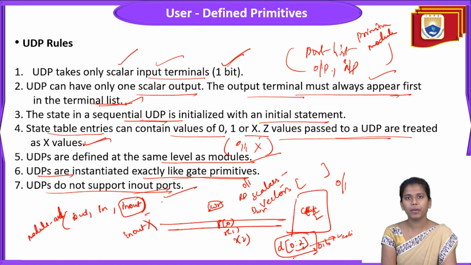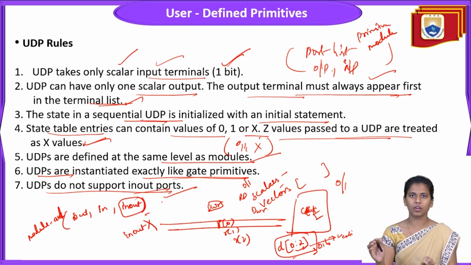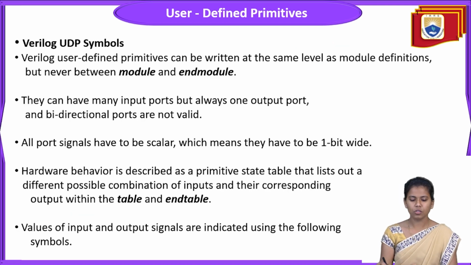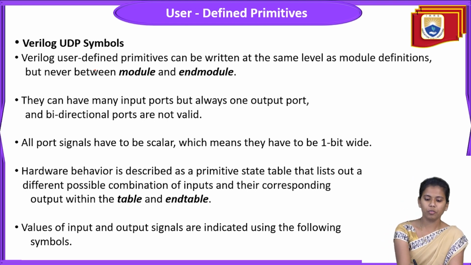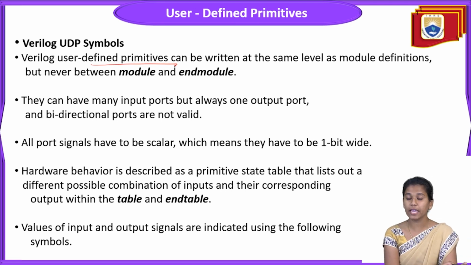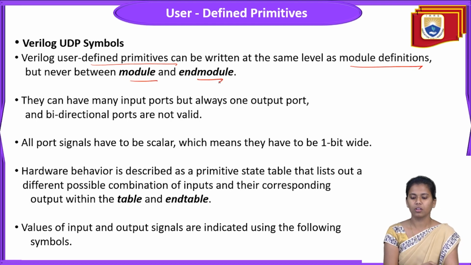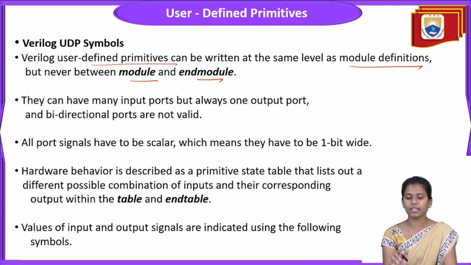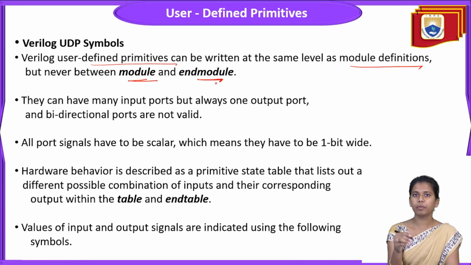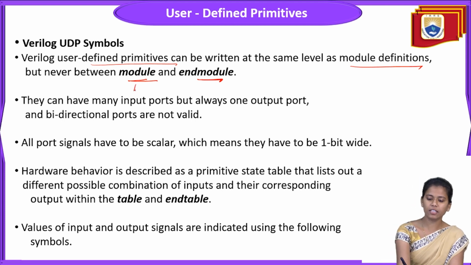So these are the basic UDP rules to follow in order to write a proper syntax for a particular module or for a particular circuit. So UDP symbols. So here, the Verilog user-defined primitives can be written at the same level as module definition, but never between module and endmodule. The statement clearly says we can never write such a syntax between module and endmodule. In place of module and endmodule, we will be writing primitive and endprimitive.